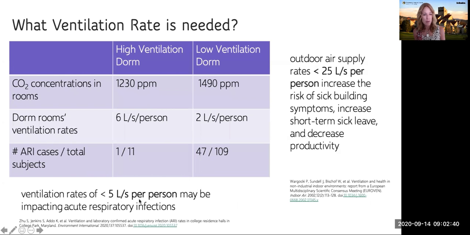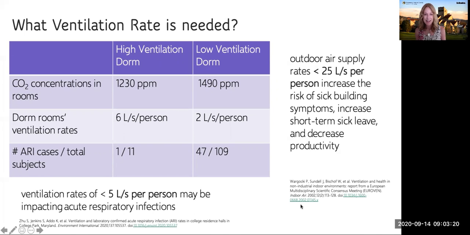In this recent paper that just came out, looking at what modulated acute respiratory infection cases in dorms, we find that the high ventilation dorm, which has 6 liters per second per person, has only 1 acute respiratory infection in the dorm out of 11 cases, compared to the low ventilation dorm with 2 liters per second per person, where almost half of the residents in that hall have acute respiratory infections over the study period. And so from this study, we can conclude that ventilation rates need to be at least 5 liters per second per person for acute respiratory infections.